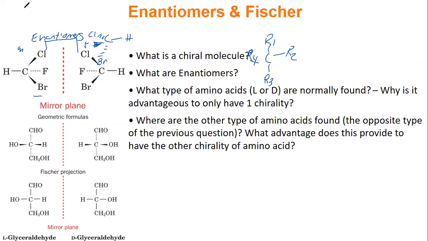And the second part of the question is, why don't we have both types of amino acids? Yep, we have L amino acids. Why would we not have D amino acids? Why not be 50% L and 50% D? Does anyone have any thoughts on that?